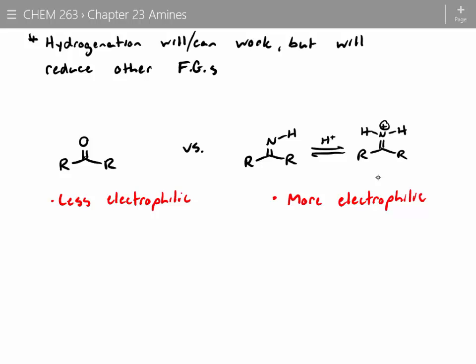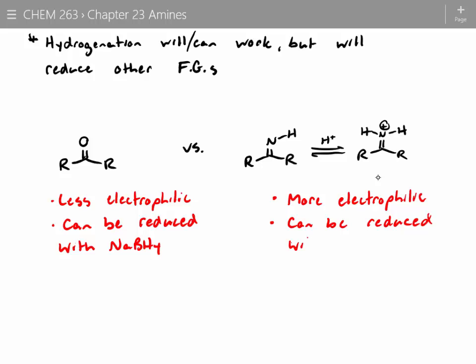How do we normally reduce a ketone? So LAH is kind of overkill. What's the gentler way for reducing it? Yeah, sodium borohydride. A ketone can be reduced with NaBH4. This can be reduced with something that is more gentle than NaBH4.